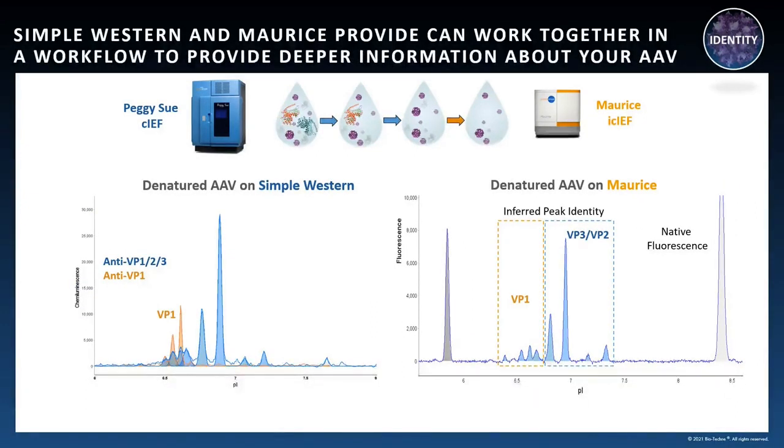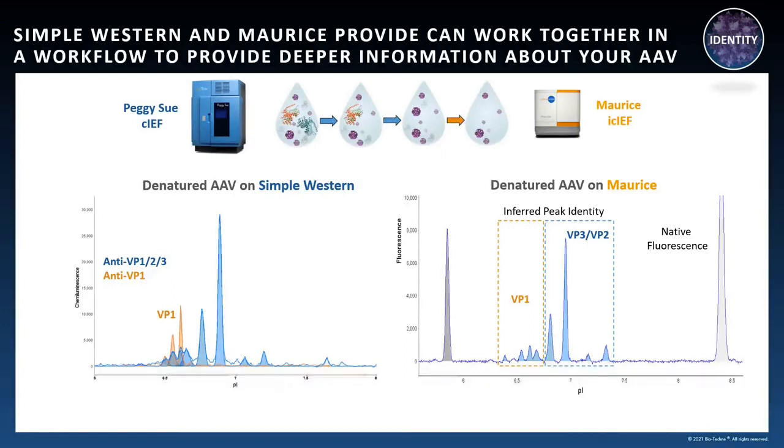Using additional viral protein-specific antibodies allows us to identify which peaks in the complex denatured AAV profile come from which viral protein. Here we show an anti-VP1 detection shown in orange, in addition to VP123 detection on Simple Western shown in blue. Given that the separation of this AAV sample is nearly identical on the two systems, we should be able to use the peak ID information from our Simple Western data on the left to assign peak identities to the peaks in the Maurice data, like this shown on the right.